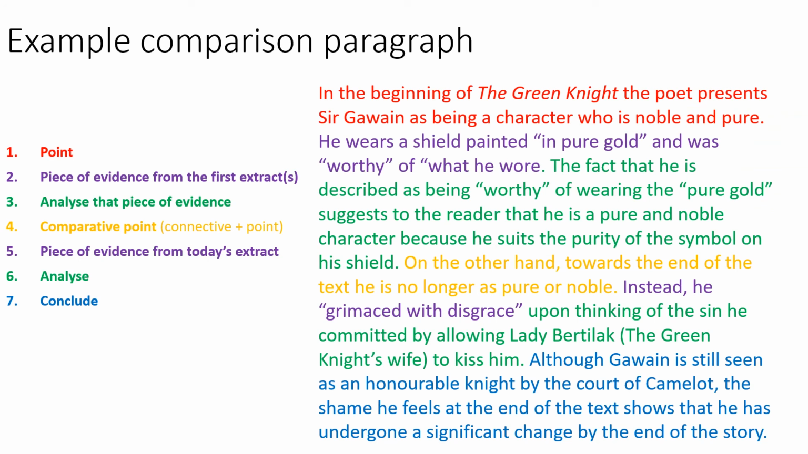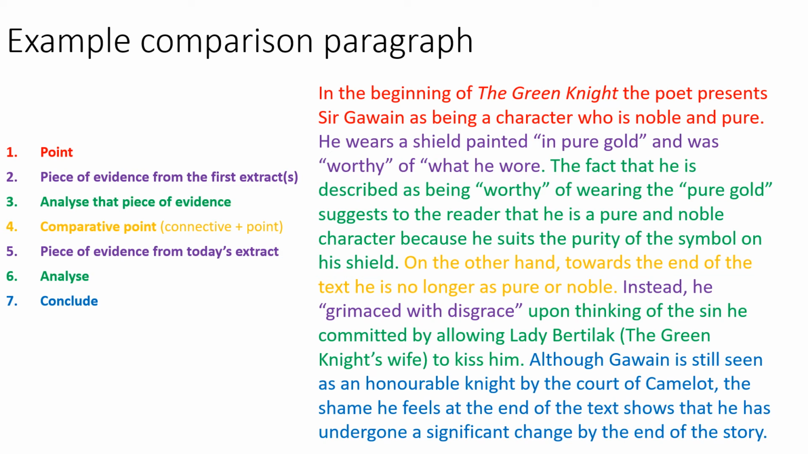So first off, here is our example. If you're really finding this whole thing very, very difficult when it comes to writing your essay, you can use this as one of your paragraphs. However, you will still need two of your own. So first off, your point. In the beginning of The Green Knight, the poet presents Sir Gawain as being a character who is noble and pure. So we've got two adjectives here which we can use.